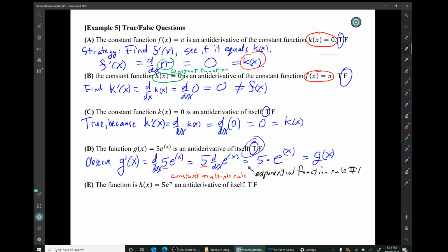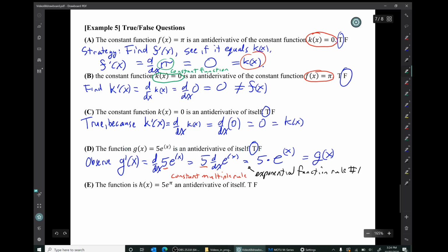Now, what about question E? Is 5e to the pi an antiderivative of itself? Well, you're supposed to be duped and make a mistake here. Notice we found that the function 5e to the x is an antiderivative of 5e to the x. So you're supposed to be duped and think, oh, well then 5e to the pi is going to be an antiderivative of itself as well.